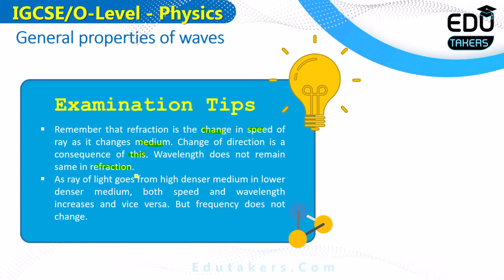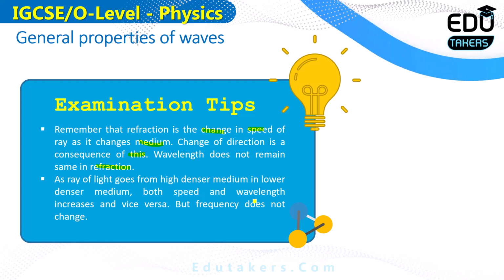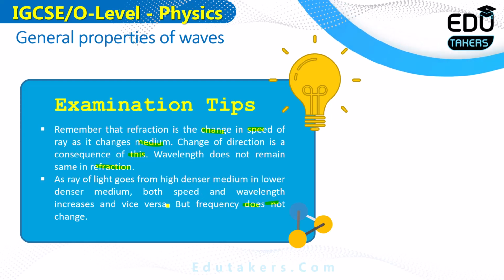A ray of light goes from a highly denser medium into a less dense medium. The speed and wavelength, both of these increase, but the frequency remains the same. There is no change in the frequency of the wave. So I can simply say, when the wave is going from shallow water into deep water, the speed and wavelength both increase, but there is no change in the frequency of the wave.